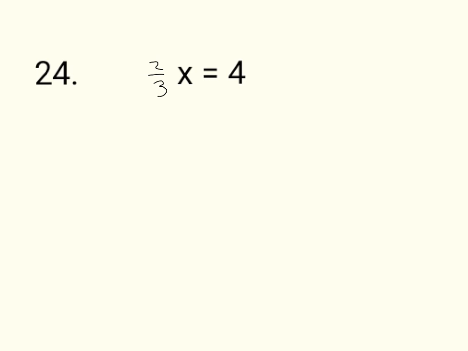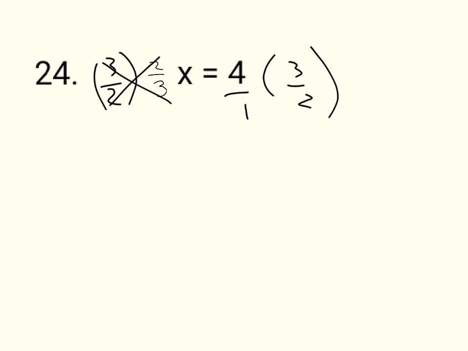2/3 x equals 4, which means 2/3 of a number is 4. What's that number? We find it by multiplying by 3/2, multiplied by the reciprocal of 2/3. Make it 4/1. You can be trusted that that is going to be x. 2 goes into 2 once, 2 goes into 4 twice. 2 times 3 is 6, and 1 times 1 is 1. 6/1 equals 6.